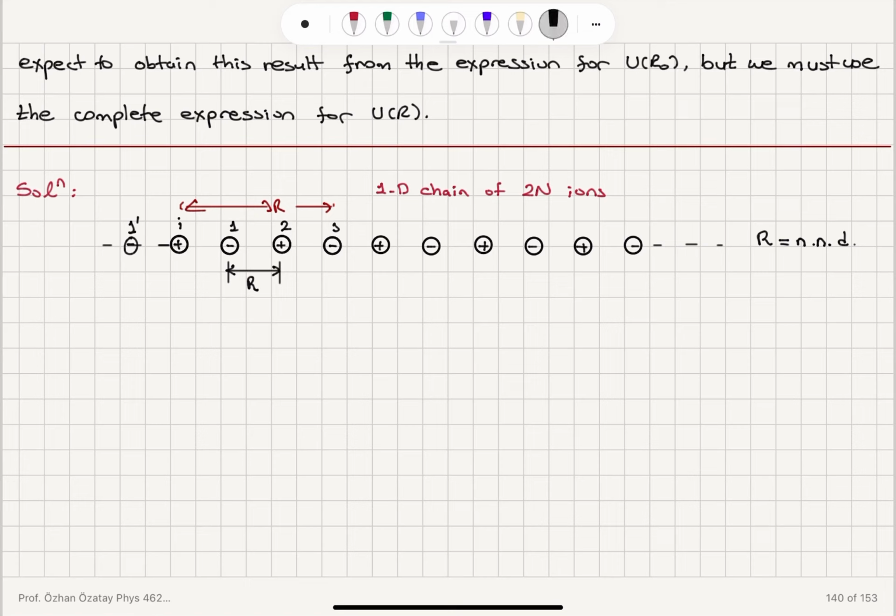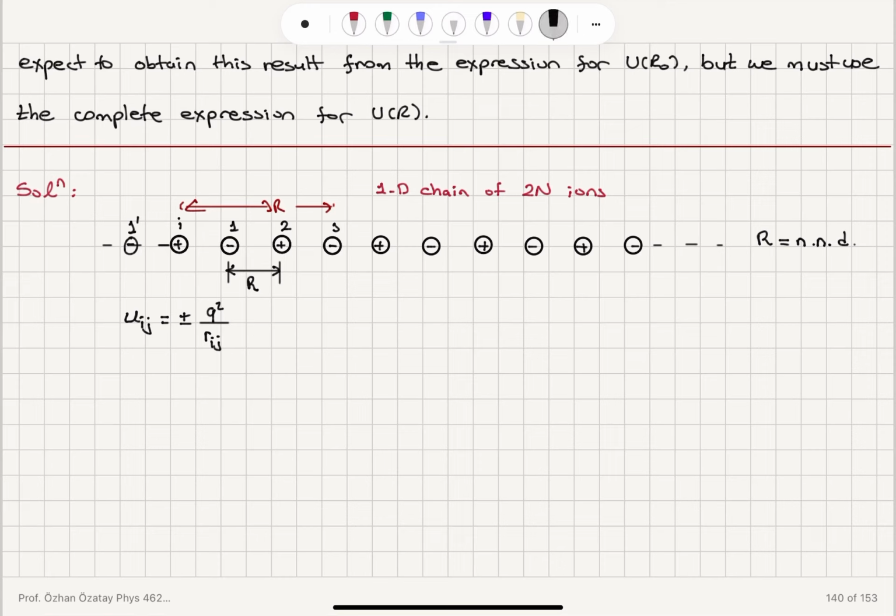Okay, now what is the pair potential for this? In between the ith and the jth ion, we have the Coulomb interaction. So we have plus or minus Q squared divided by Rij. Why do I say Rij? It's the distance between the ith ion and the jth ion. For example, for this reference ion, the ith ion here, and the ion labeled number 3, it will be 1, 2, 3, 3R.